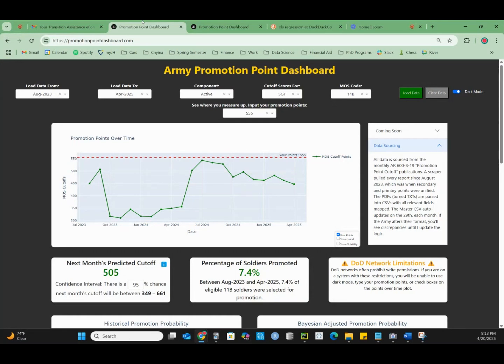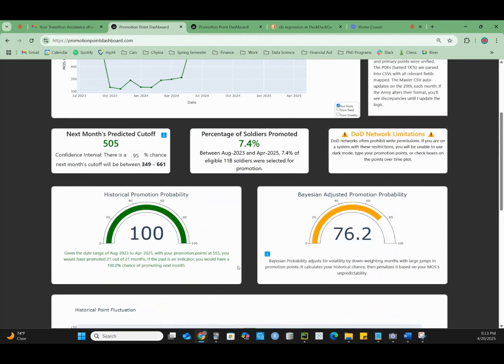Welcome to the updated demo for the Army Promotion Point Dashboard. I'm going to go over some of the things that I left out in the previous one and some of the updates that I've made. Once you load up the page, all of these are going to be blank until you load in your data. This basically feeds the data into the site and informs everything that happens below.